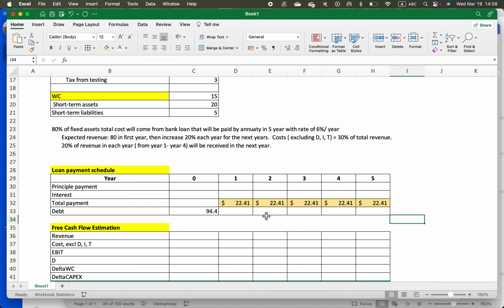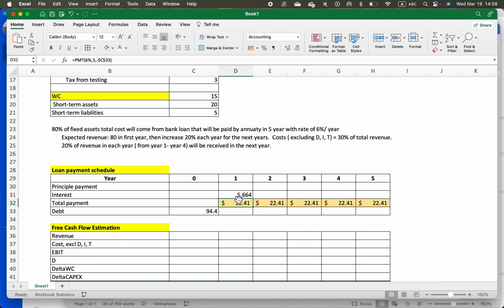Okay. So, which means that every year we'll pay the same amount of $22.41 or billion dollars, whatever. Okay. Let's say $1 billion. Then now we have to calculate the interest. The next item is interest. It's going to be the remaining debt multiplied with the interest rate. What is the interest rate? Interest rate is 6%, right?